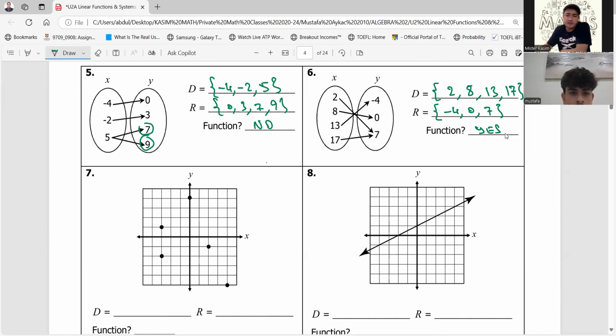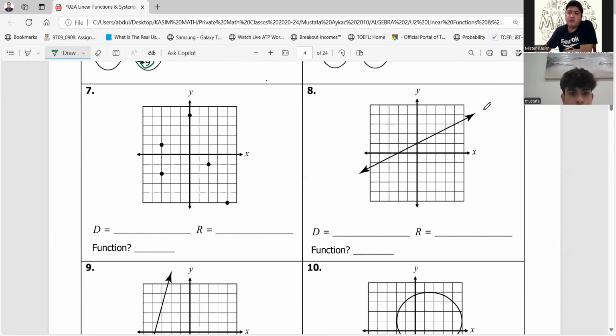Now, how about if you're given a graph? How do we actually determine that it's a function or not? So we have to use the vertical line test. It's a small theorem, okay? What does it say? If we draw a vertical line at any point and it meets only one point at most, then it's the graph of a function. Otherwise, it's not. If it crosses 2 or 3 points, it's not.